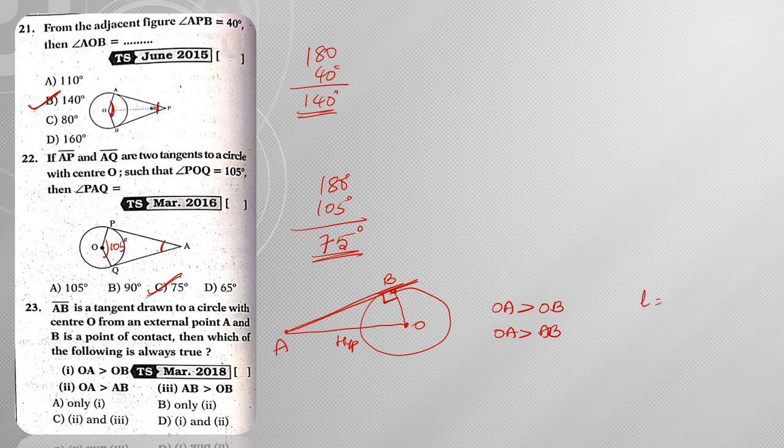Right. What is the formula for length of tangent? Root over d square minus r square. From this, can we bring out any relation between length of tangent and radius of the circle? We cannot bring out any relation, right? So we can say only these two. Because this is the radius and this is the length of tangent, there is no particular relation between them, but with the hypotenuse we have a relation. So OA will be greater than OB and OA will be greater than AB, right? So the answer is option D, 1 and 2.